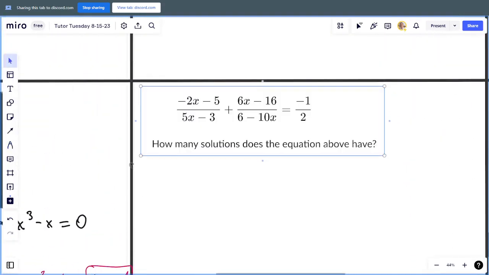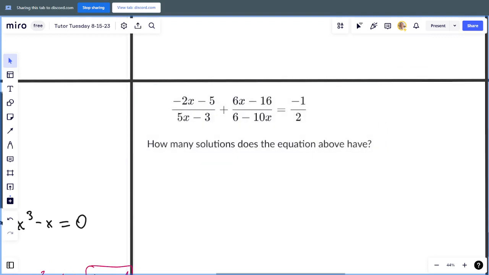Was this a digital SAT problem? Because it kind of looks like a Khan Academy problem.